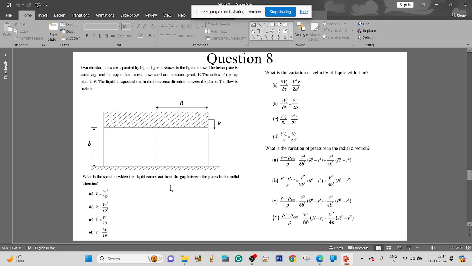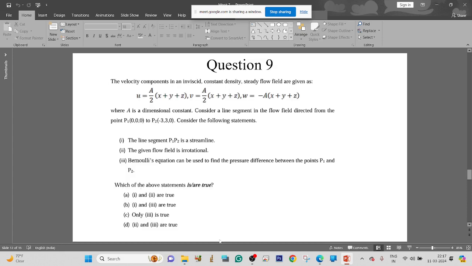Option B, ma'am. Correct. So if we put this in, we get P minus P atmosphere upon rho equals V square upon 8B square times capital R square minus small r square, plus V square by 4B square times capital R square minus small r square. Simple. So this is option B.